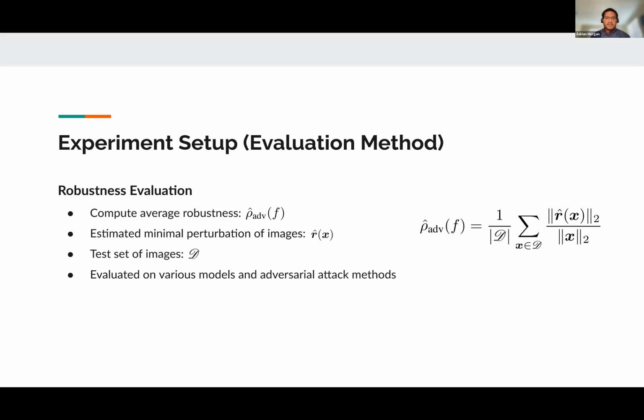So the authors devised a method of computing the average robustness of a classifier. It's essentially taking the magnitude of the minimal perturbation per image and computing the average of it. So they use this to evaluate various models and different adversarial attack methods.